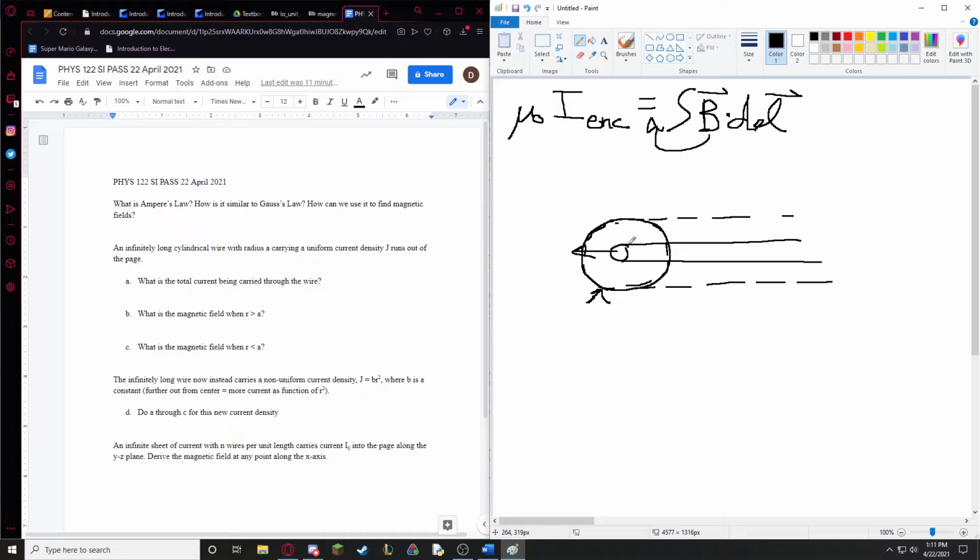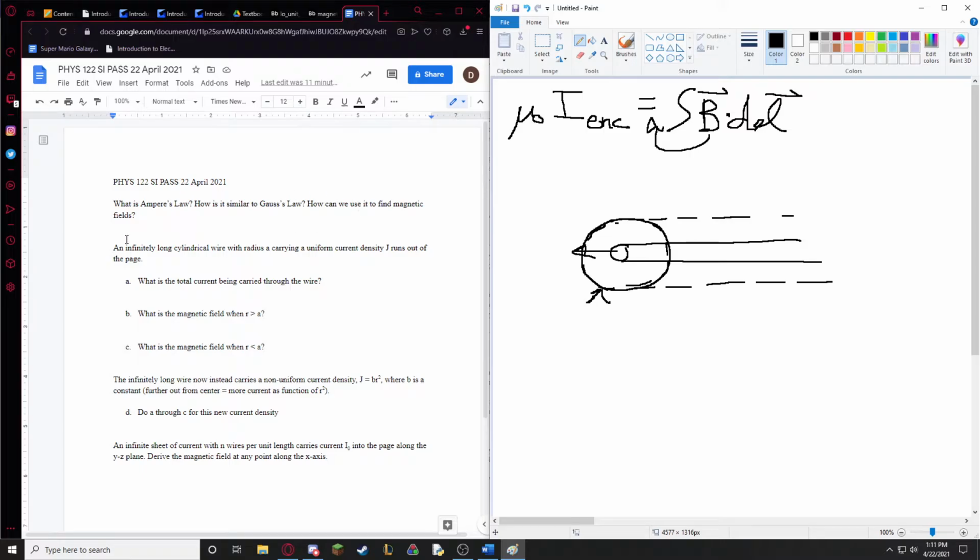And we'll also take a look at another example later on. We're actually going to take a look at an infinite sheet, a planar symmetry situation. And if you remember how to solve Gauss's law for planar symmetry, it'll be no problem. But let's go ahead and hop into an example.